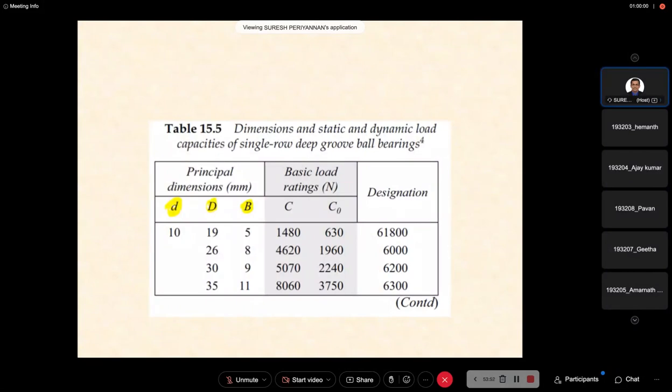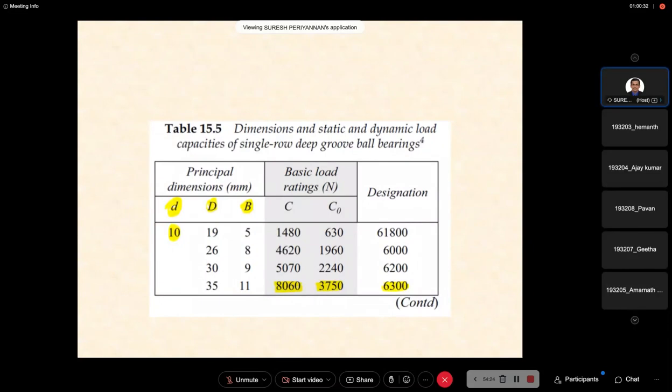Now this is the load. Suppose the inner diameter of the bearing or shaft diameter is 10 mm. The bearing is subjected to a dynamic load carrying capacity of 8006 Newton and a static load carrying capacity of 3750 Newton. During that time, my bearing number is 6300.